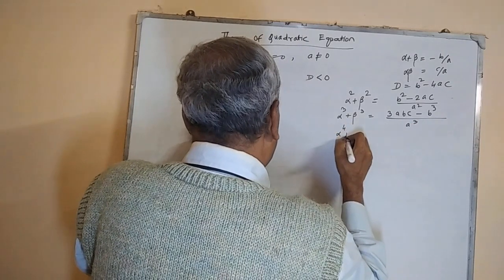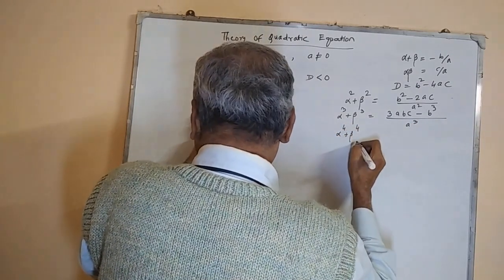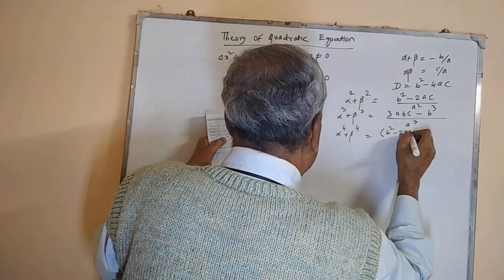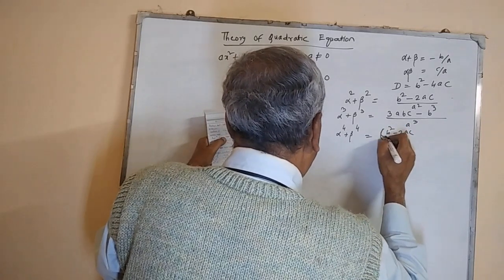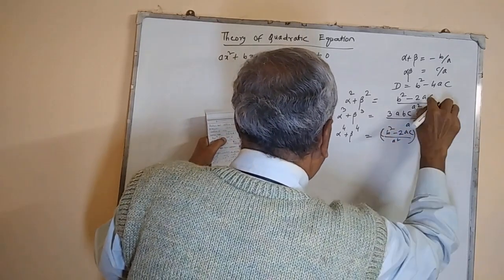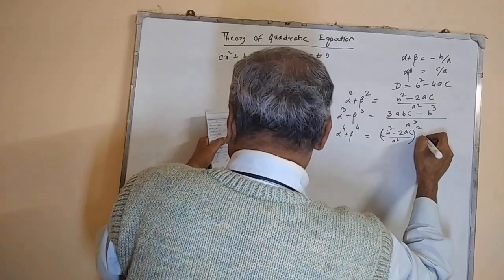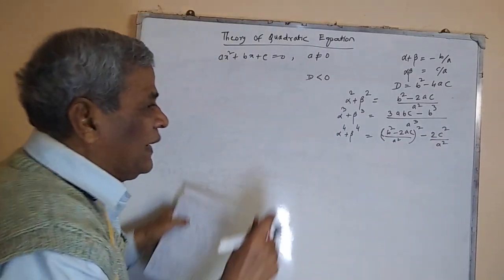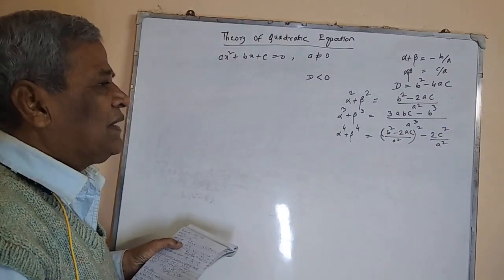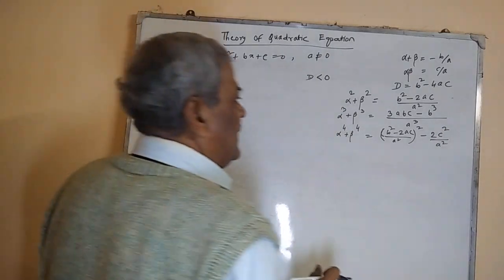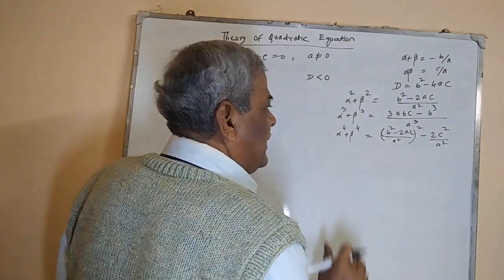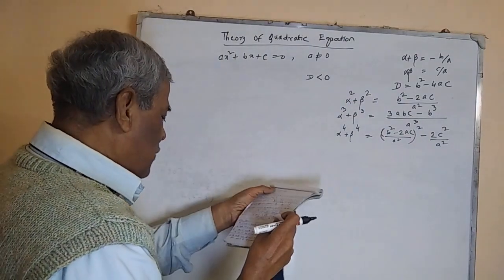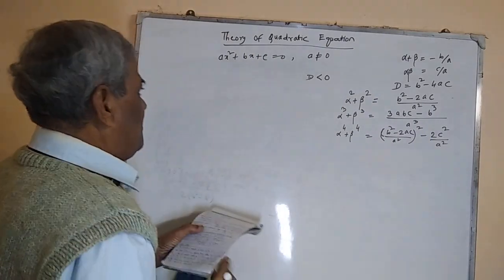Alpha to the power 4 plus beta to the power 4 is equal to ((b² − 2ac)/a²)² minus 2c²/a². Very easily we can establish it, but it will take some time. That's why if you can remember the formula, it will help you a lot. Next, I tell you two or three tips.